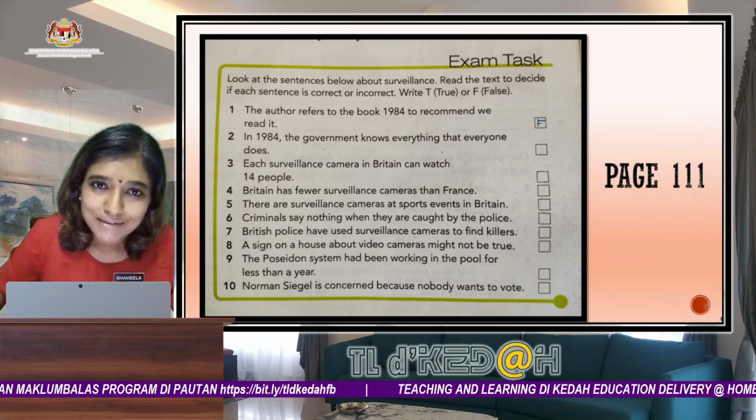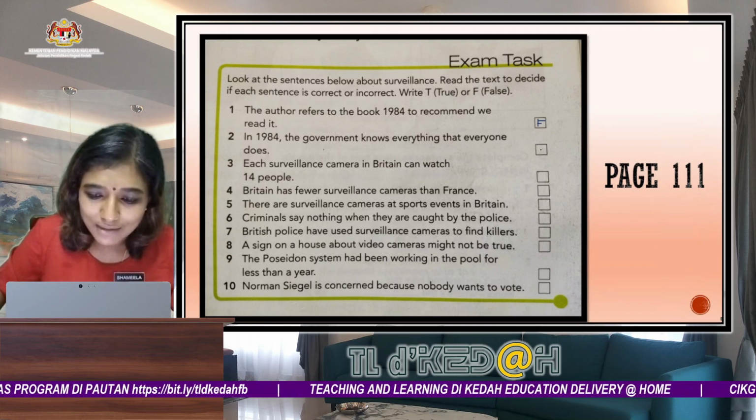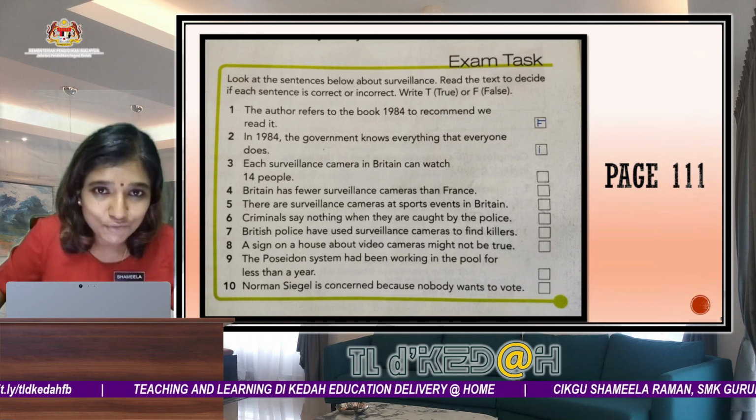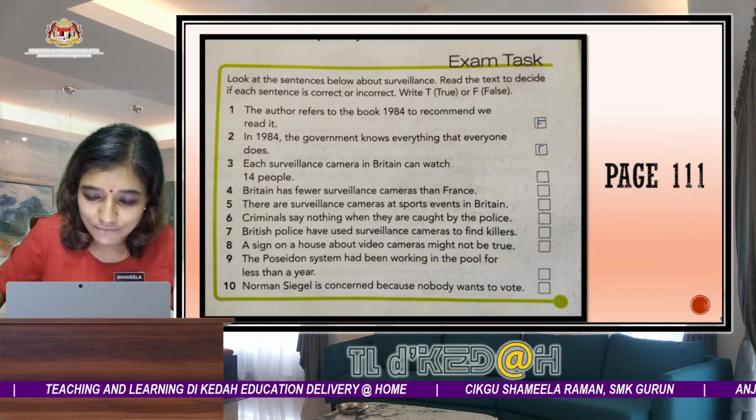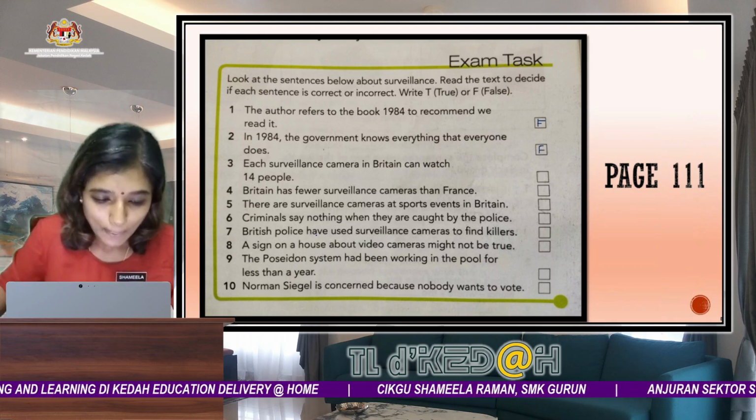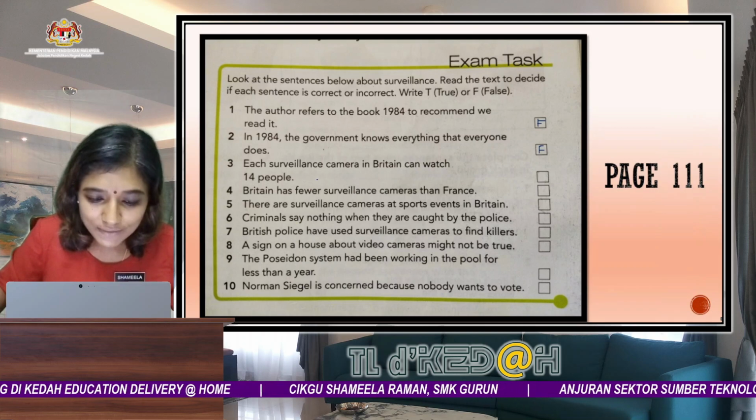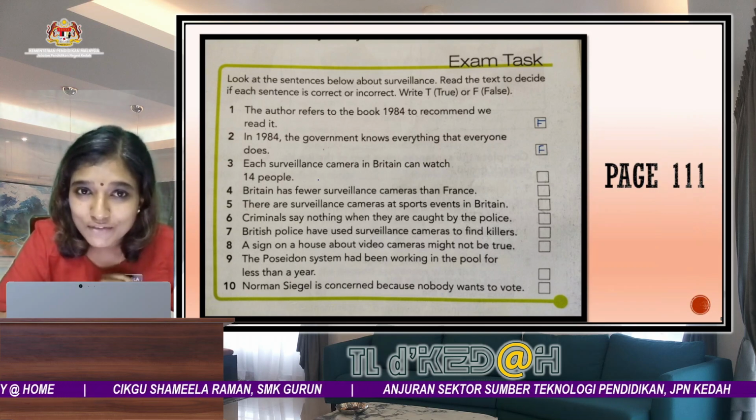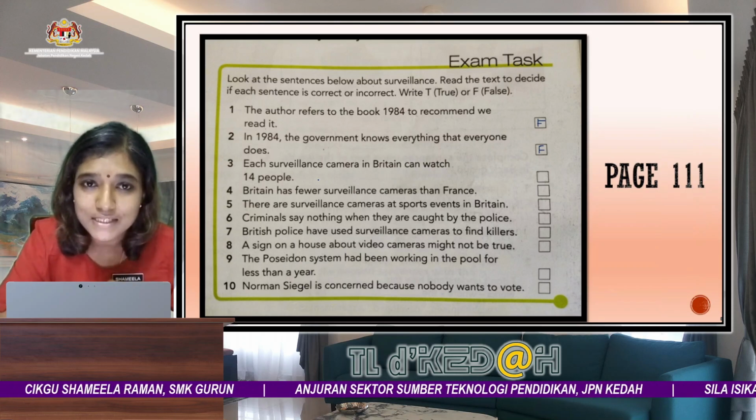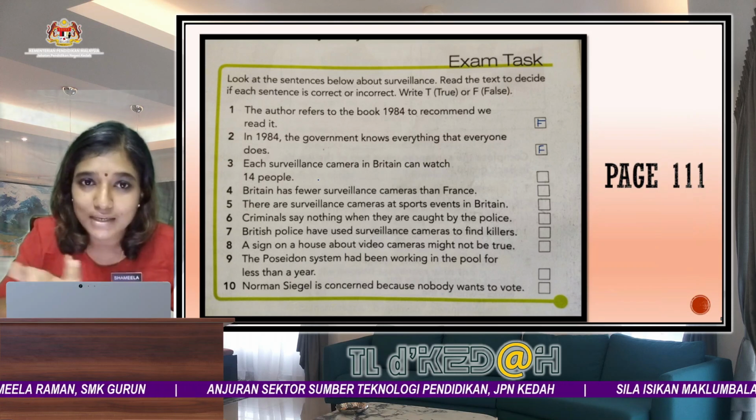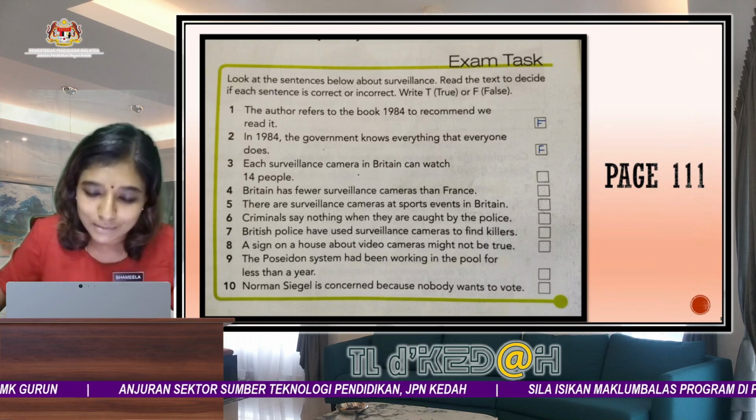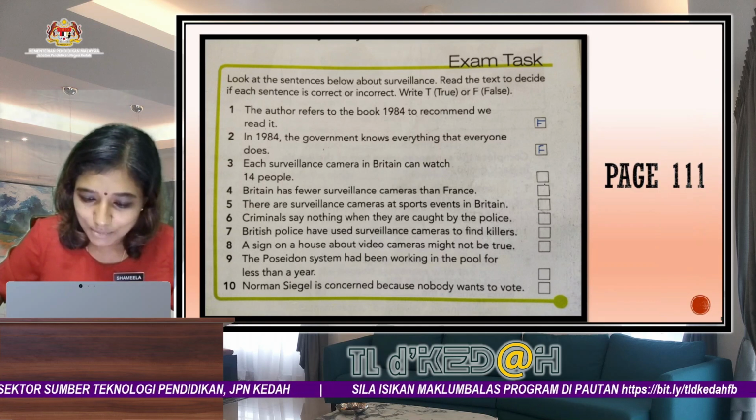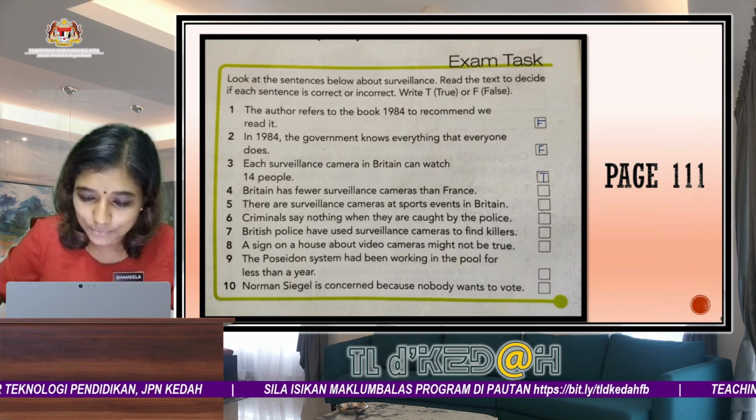Do you think so? It's not mentioned in the text in such a way. It's just asking us to be careful. Okay, so it's definitely another false. Next, each surveillance camera in Britain can watch 14 people. Yes, if you look at the facts given in the paragraph, they say one camera can cover about 14 people. Okay, that's quite a lot. So sentence number 3 is true.